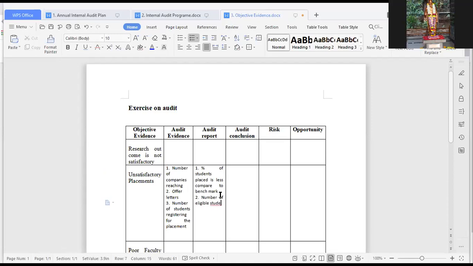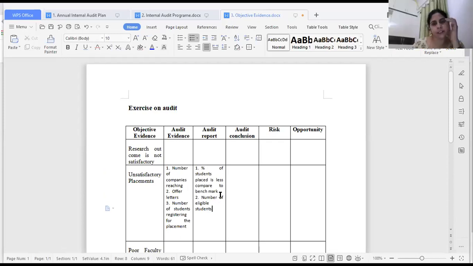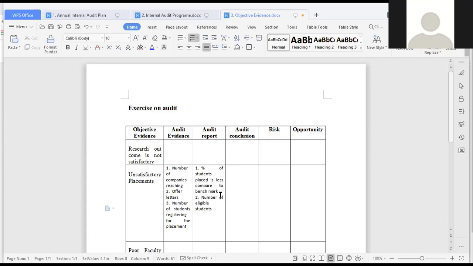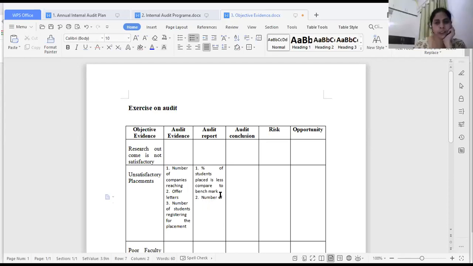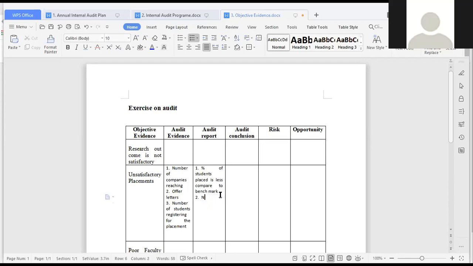Can we mention the number of companies that have come for campus interviews? Right. That is audit evidence. Wait, ma'am. Can it be the second tier or the first tier company coming for placement? No, you are reporting now. How will you report?